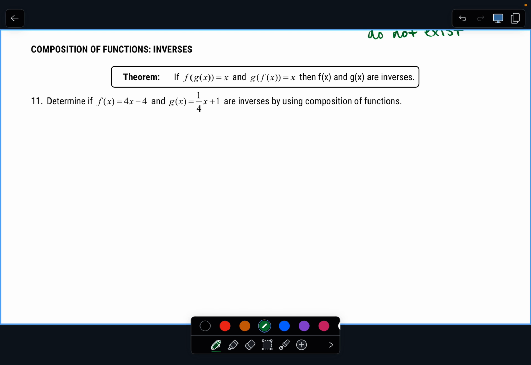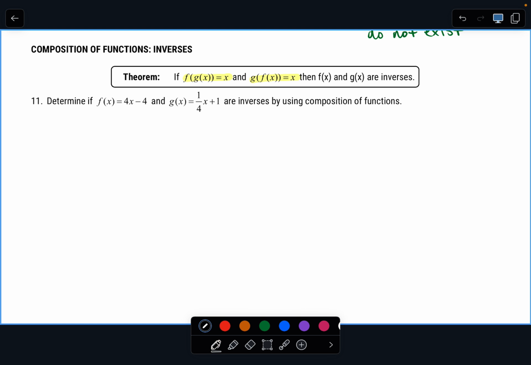Now, one other way that you can check if something is an inverse is if I do the composition of functions and I simplify everything and I end up with a single positive x, these two equations are inverses of each other. So you can do f of g of x or you can do g of f of x. I'm going to show you both ways, but both of those will lead to x as your answer.